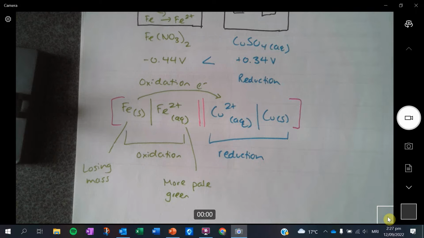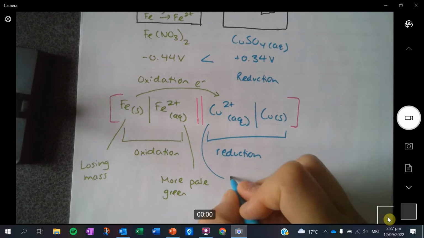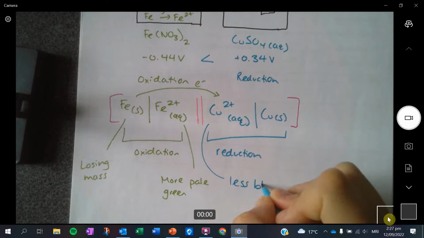All right, on the flip side, I am going from copper 2 to solid copper. So what should I expect happening to the solution? Will it become darker or lighter, if the copper 2 ion is going to the copper metal? Lighter. So I would write down it'd be less blue, or you could say that it's going lighter.